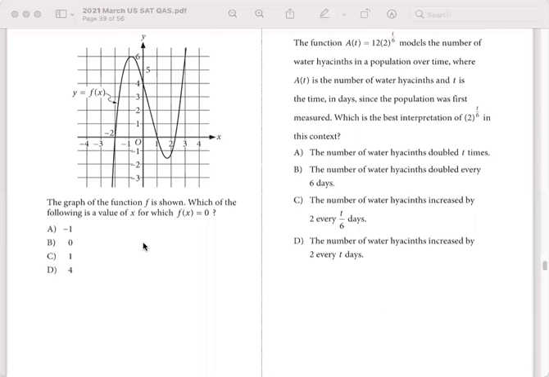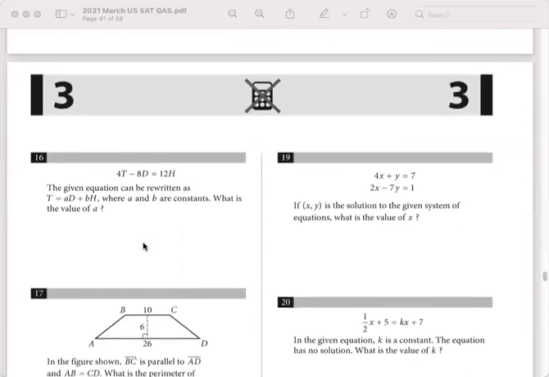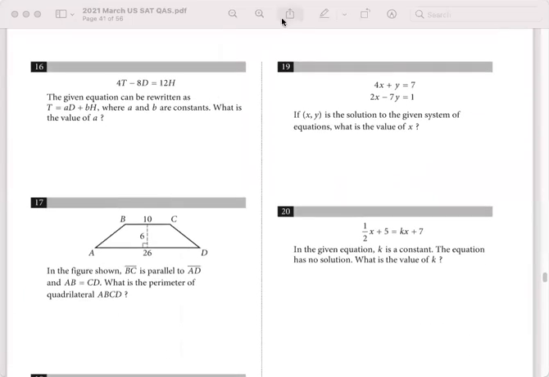Okay, let's look at question 16. 4t minus 8t is 12h. The given equation can be written as t is equal to ad plus bh when a and b are constants. What is the value of a?